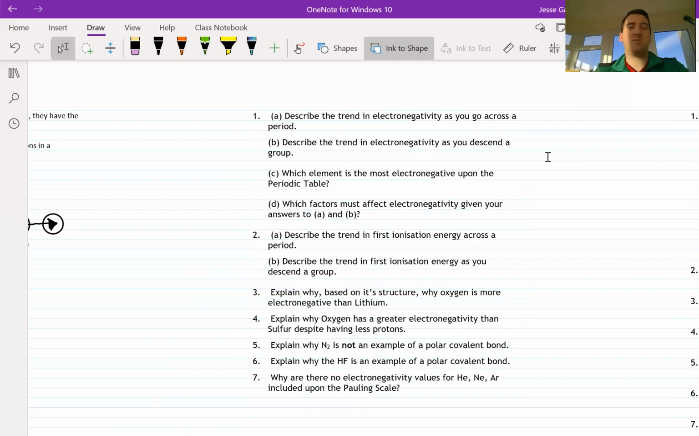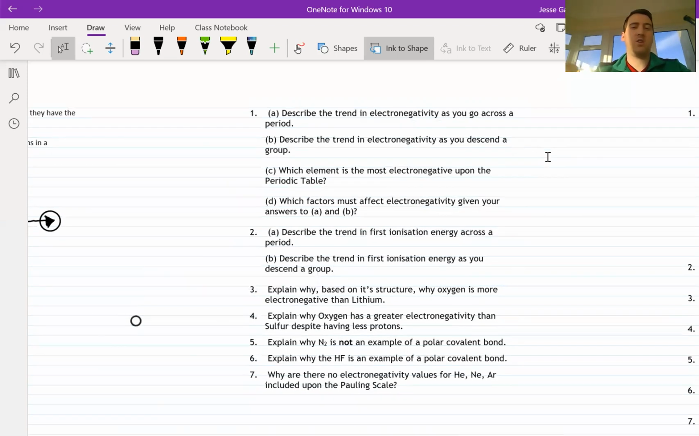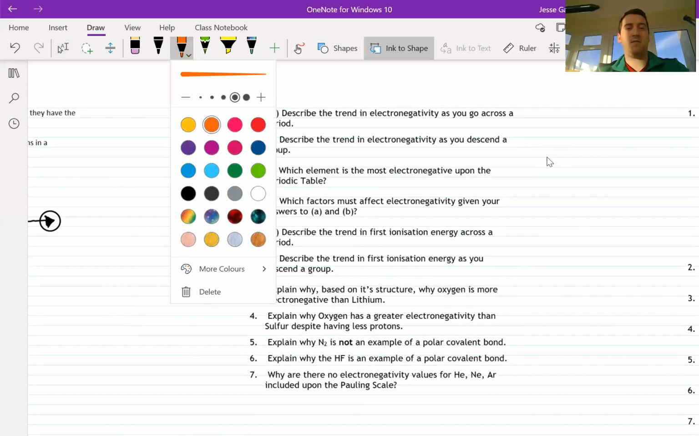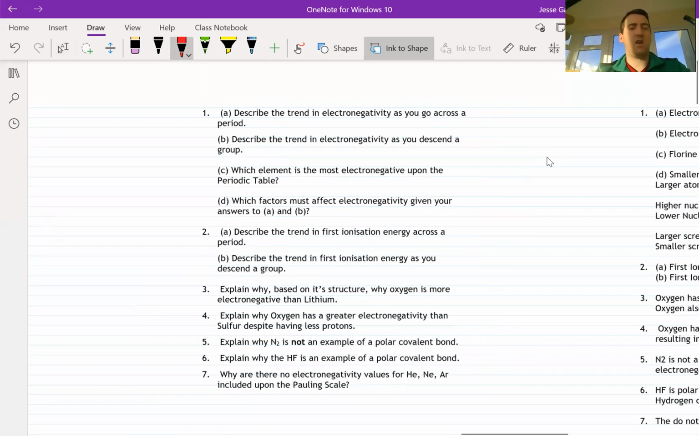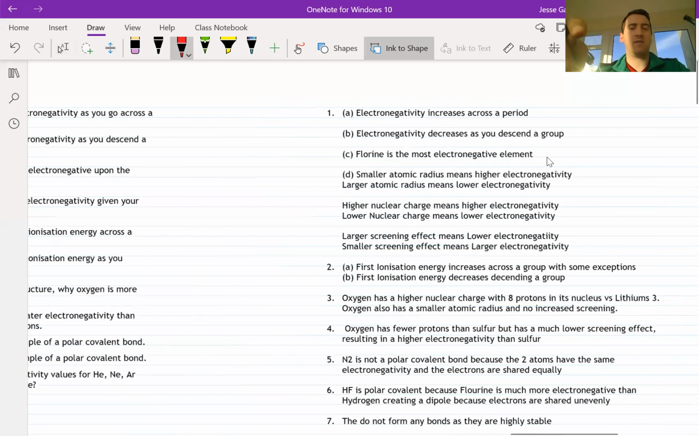If you have paused and done questions 1 to 7, let's check how you got on. You should be correcting this now with a red pen. Tick it if you got it right, or if you said the same thing. If you're not happy with your answer, then you need to add to it and fix it now.